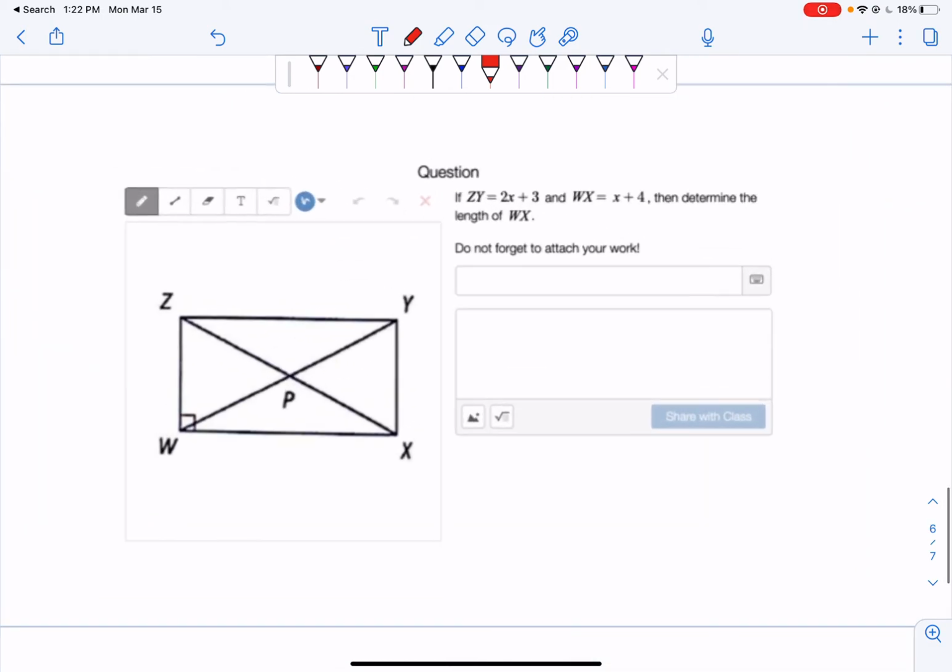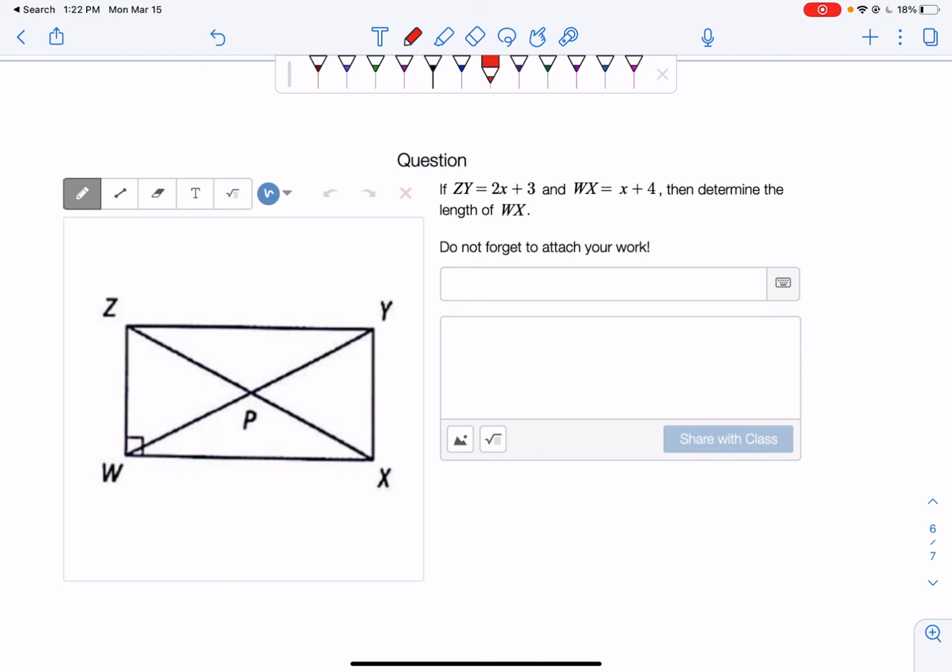Our final set of questions. We actually have 2 more and then we're done. 1 more after this one. If zy is equal to 2x plus 3, so I'm going to label my image, so zy is 2x plus 3, and wx is x plus 4, determine the length of wx. Do not forget to attach your work.